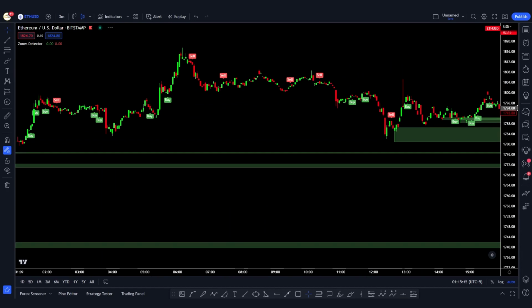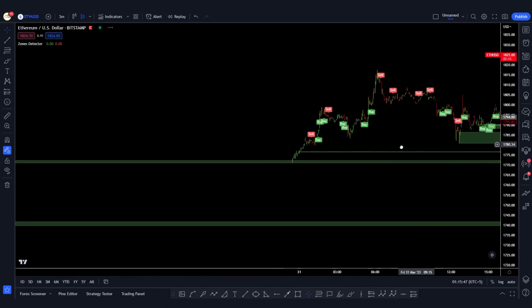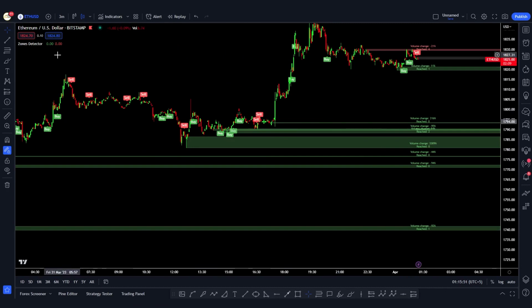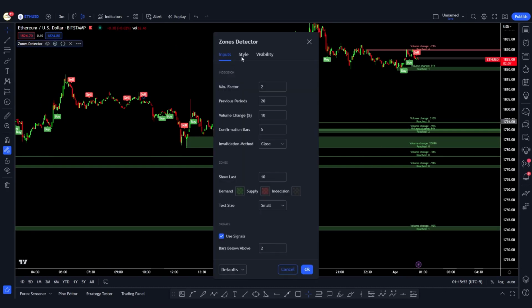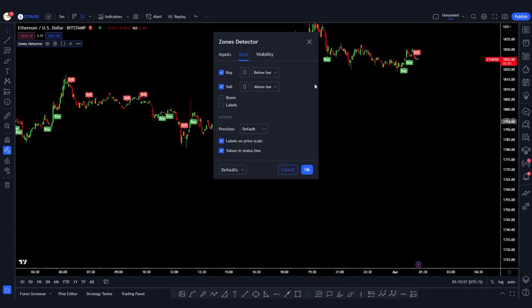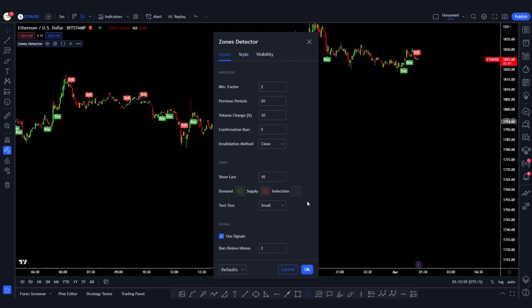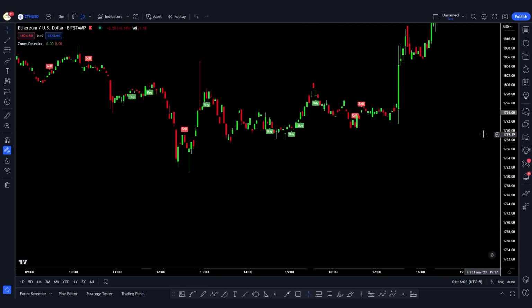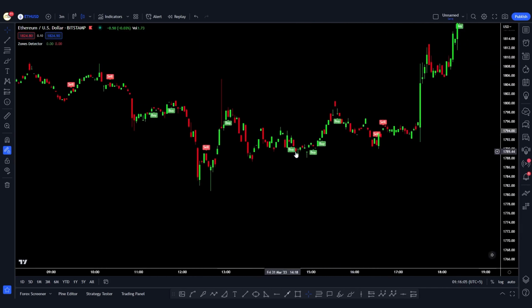As you can see that the indicator plots the supply and demand zones onto the chart, but we're going to use this indicator a little bit differently. So we're going to go towards the setting, and inside here, we're going to turn off these boxes and labels so that we only see the buy and sell signals. And one more thing that you can notice with these buy and sell signals is that the indicator gives you in a row multiple buy and sell signals.